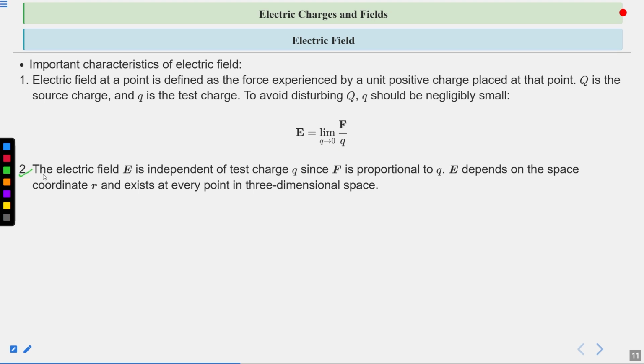Second characteristic is the electric field E is independent of test charge. E is independent of test charge q since F is proportional to q. E depends on the space coordinate, that is r, and exists at every point in three-dimensional space. Clear?